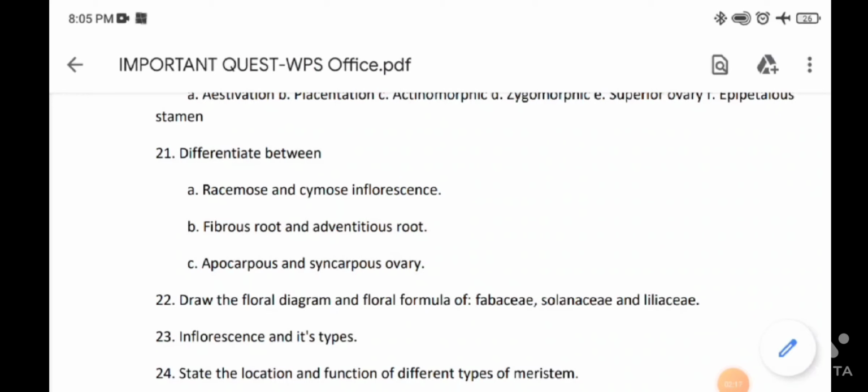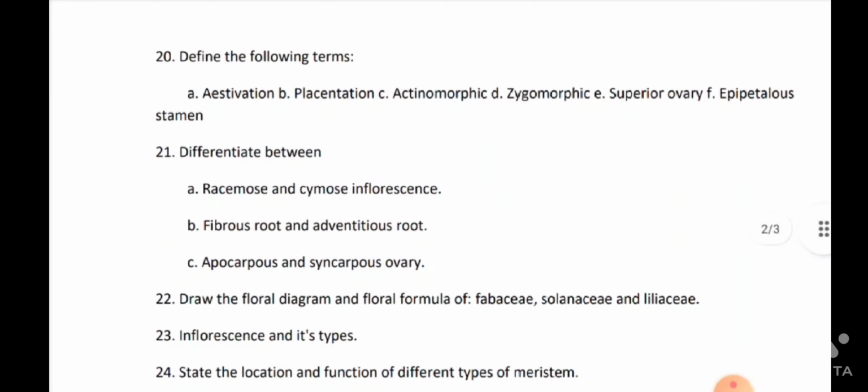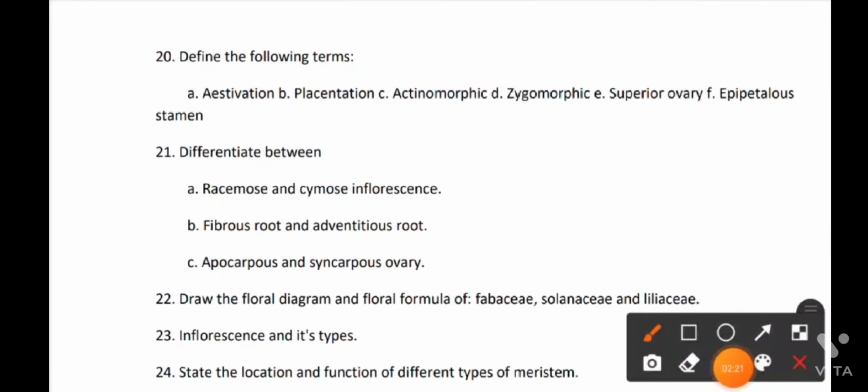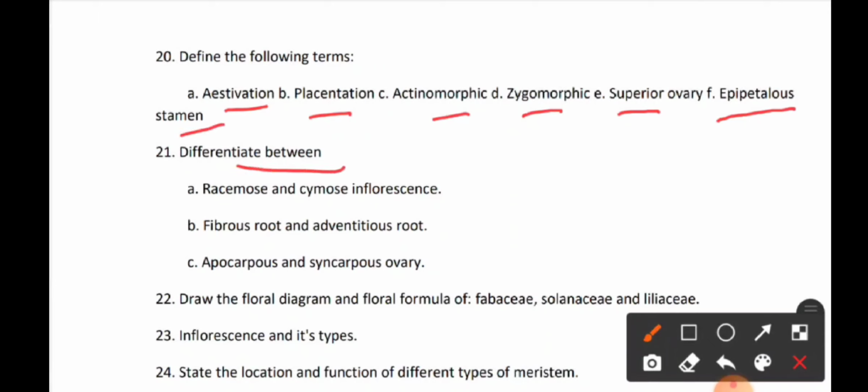Then define the following terms: aestivation, placentation, actinomorphic, zygomorphic, superior ovary, epipetalous, stamen. Differentiate between racemose and cymose inflorescence, fibrous root and adventitious root.